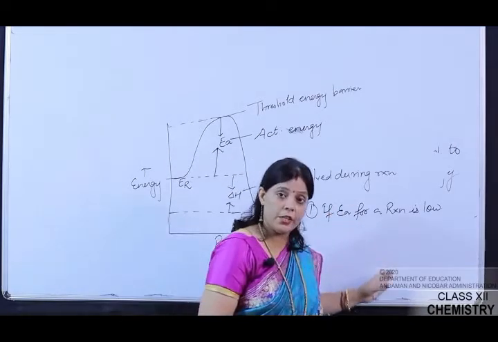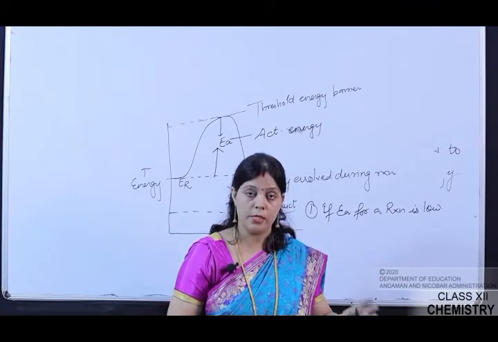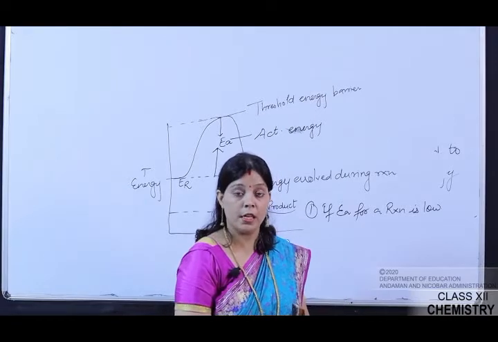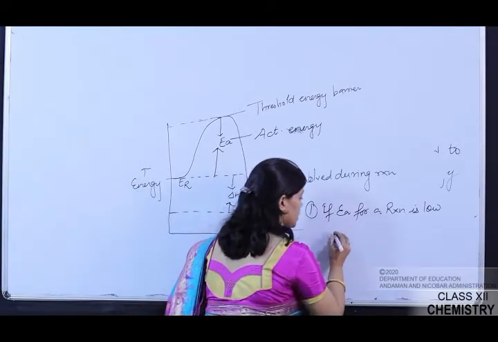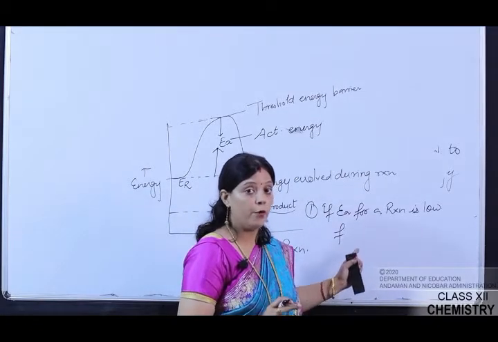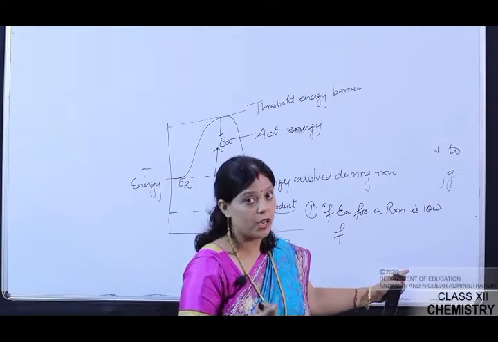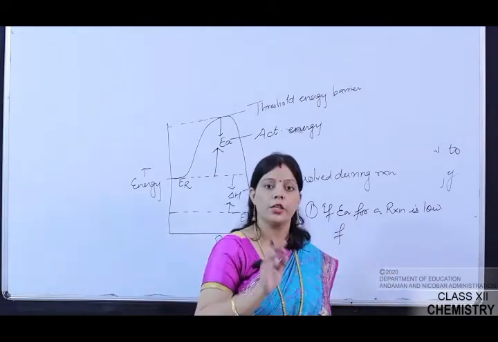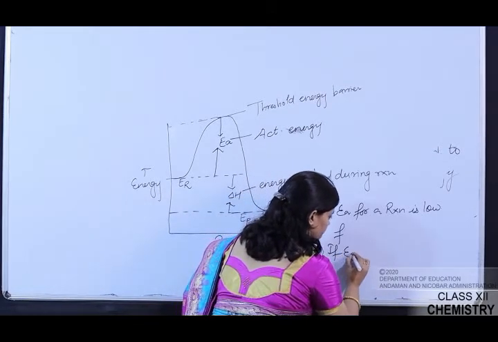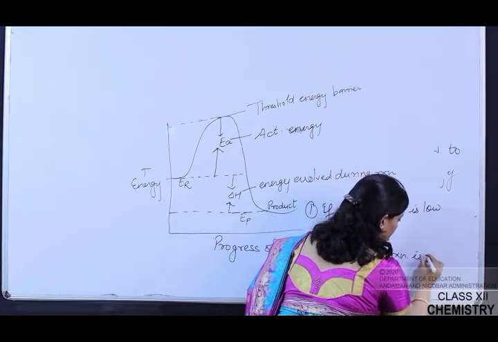This particular energy will be possessed by the maximum number of molecules, and hence the number of effective collisions, that is the fraction of effective collisions, small f, the value of f will be large. In such a case the reaction will proceed at a fast rate if the activation energy for a reaction is low. Second condition is if the activation energy for a reaction is high.